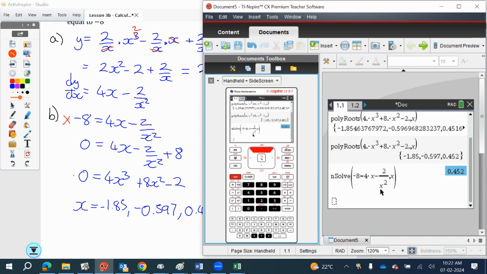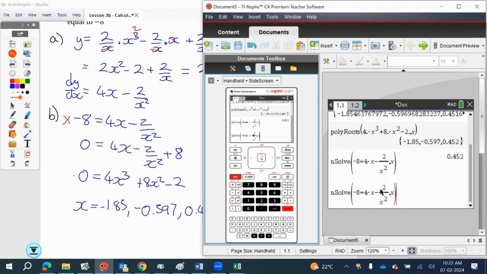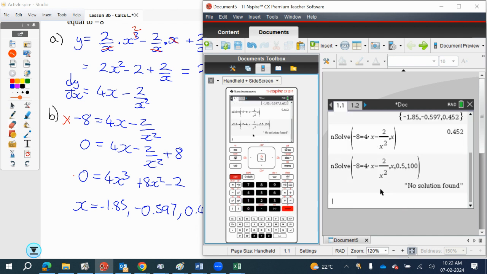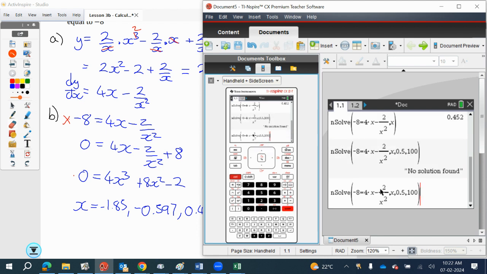So you have to put in some bounds. At this point, you would have no idea where the next solution is, so we might have to go to 0.5, comma 100, like this, and we put in an interval. There's nothing up there. So you're like, there must be something smaller. So we will go to minus 100 up to 0.